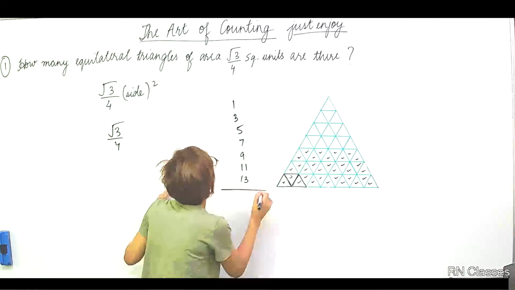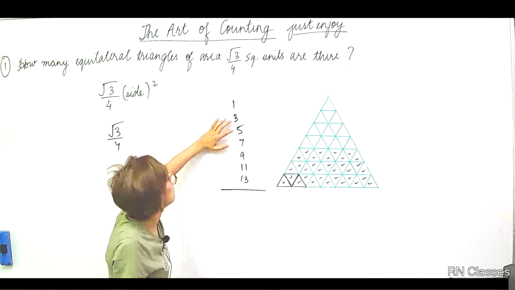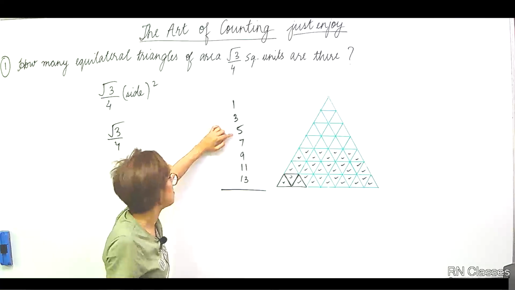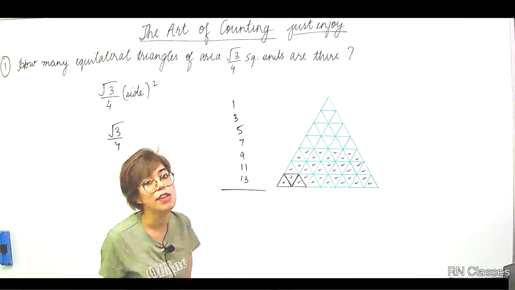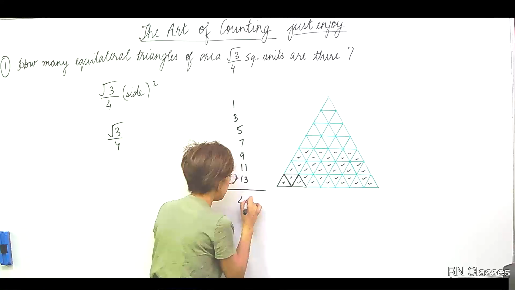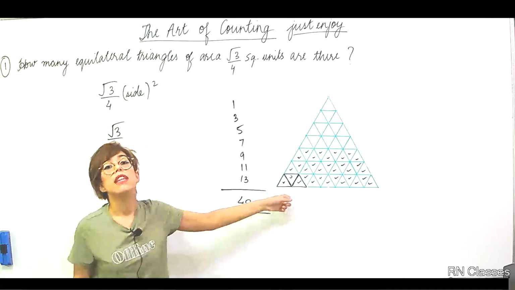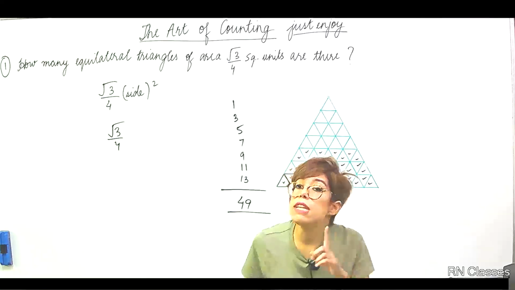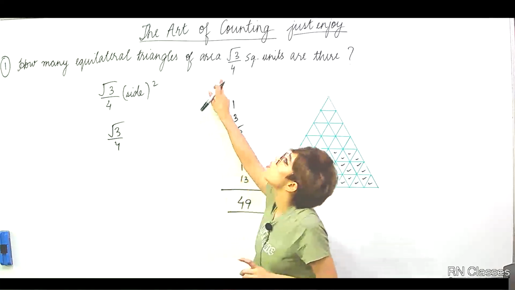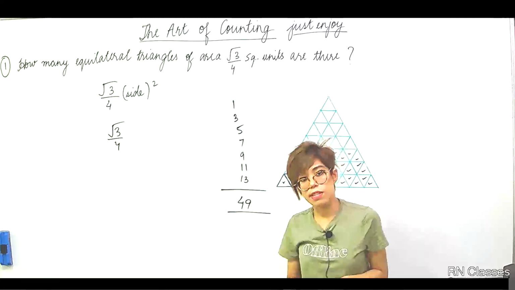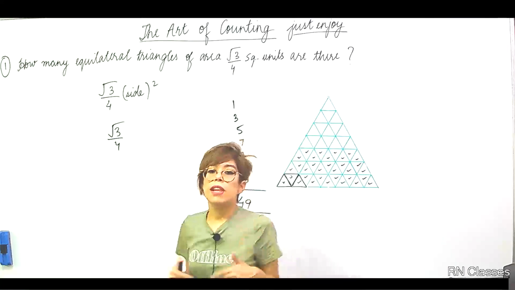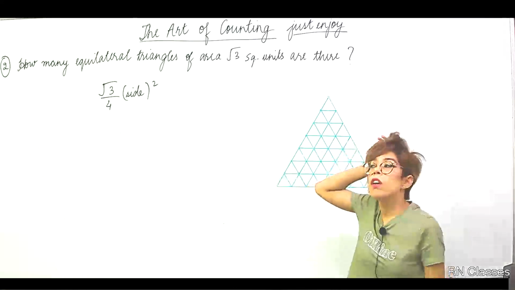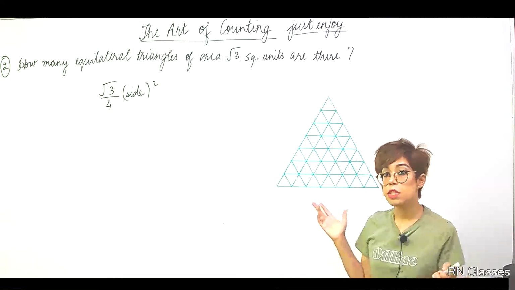So let's add. So this is 4, 4 plus 5, that is 9. 9 plus 7, 16. 16 plus 9, 25. 25 plus 24, that is 49. So in this figure, there are 49 equilateral triangles whose area is √3/4 square units. I hope तुम्हारा आंसर यही आया हो. Now let's move on to the next one. Right. So the second question.